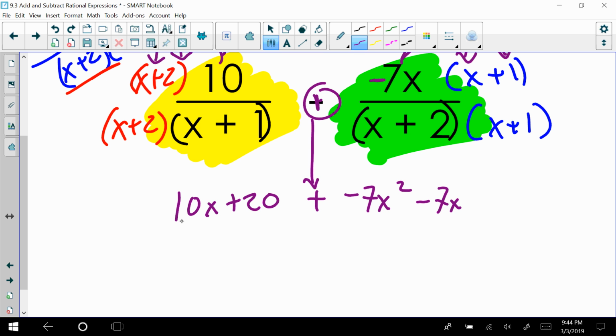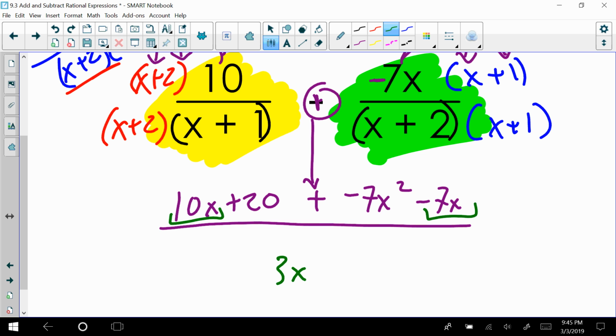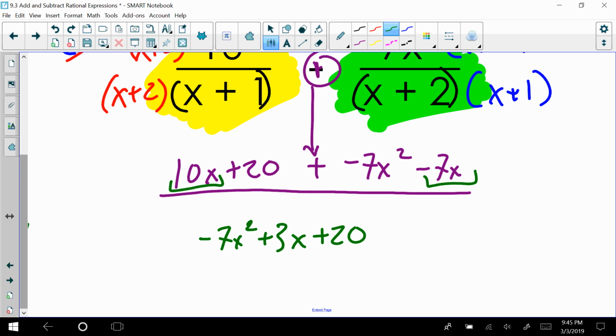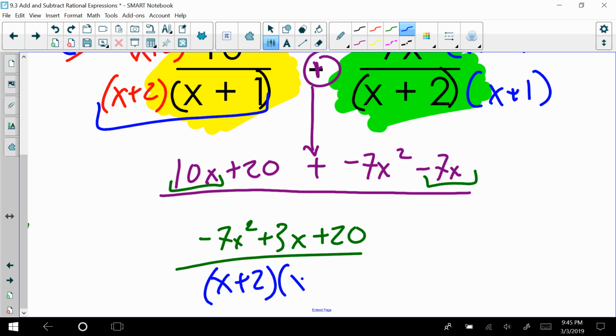Well, this whole thing is all up top. Do you see anything that can combine? I think this 10x here goes with this negative 7x. That would be what, 3x? That negative 7x squared should probably come first. Positive 3x, positive 20. Now this was on top, right? What is on the bottom? Well, we did this. This is that least common divisor. X plus 2, x plus 1.